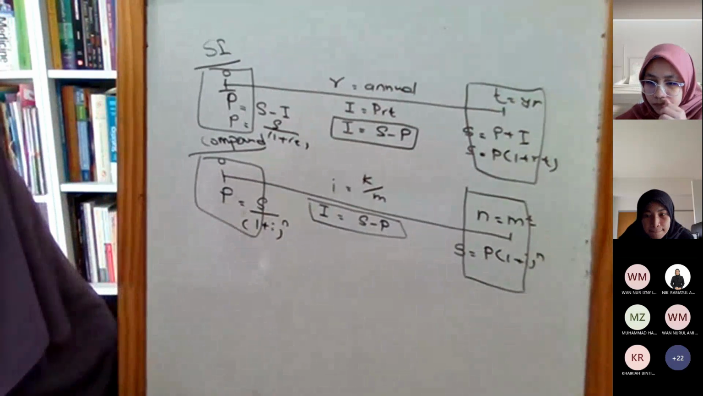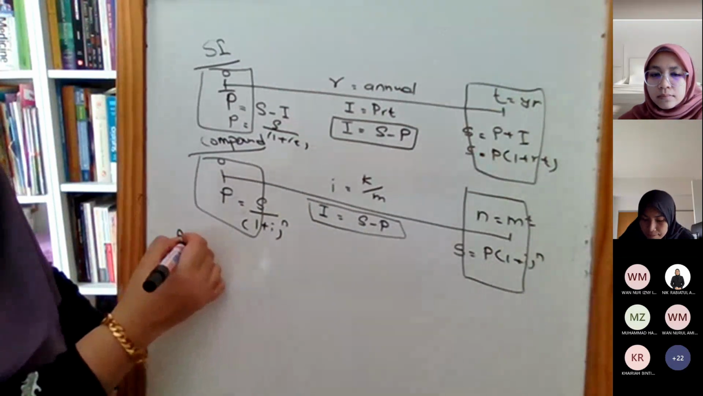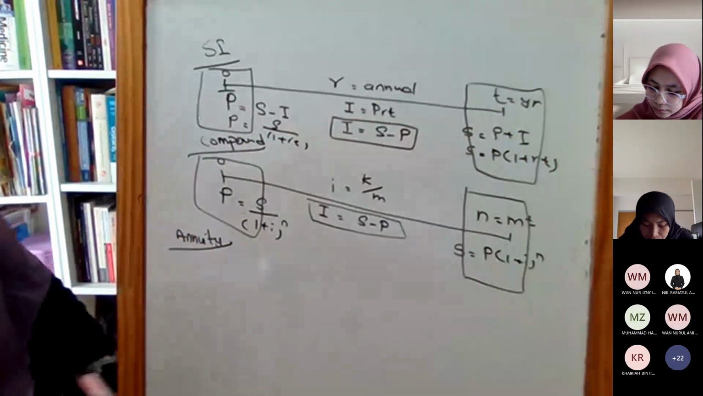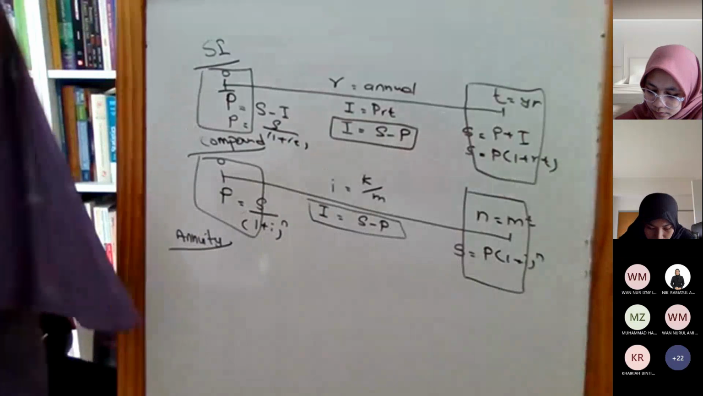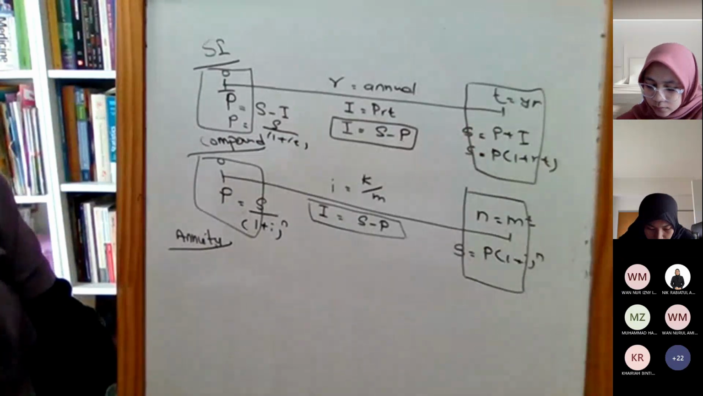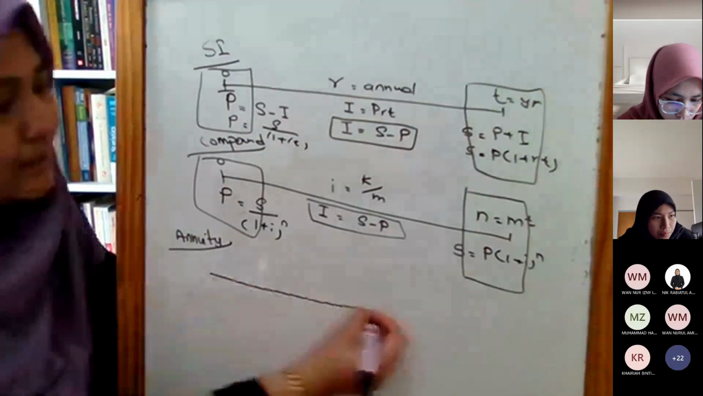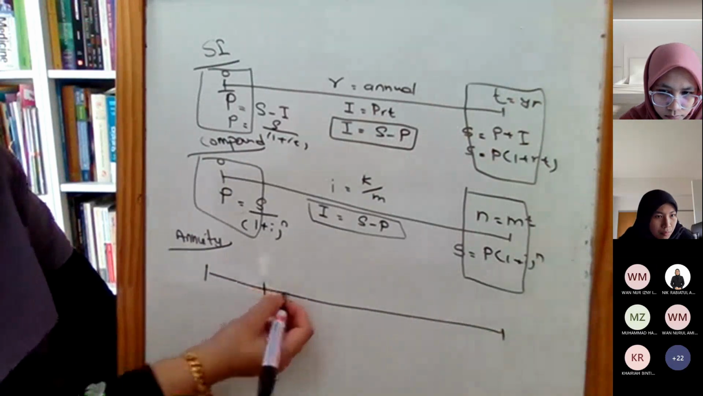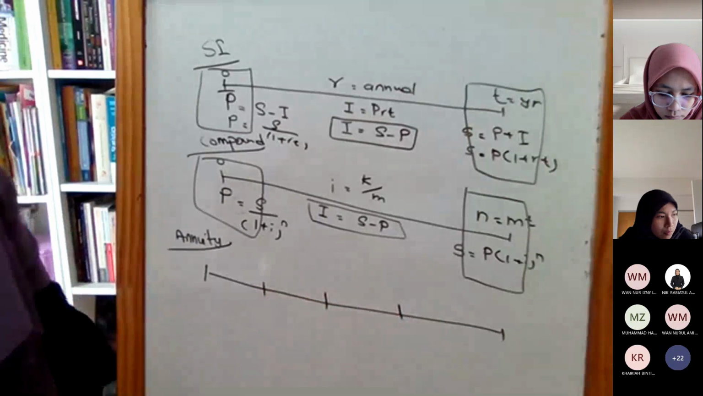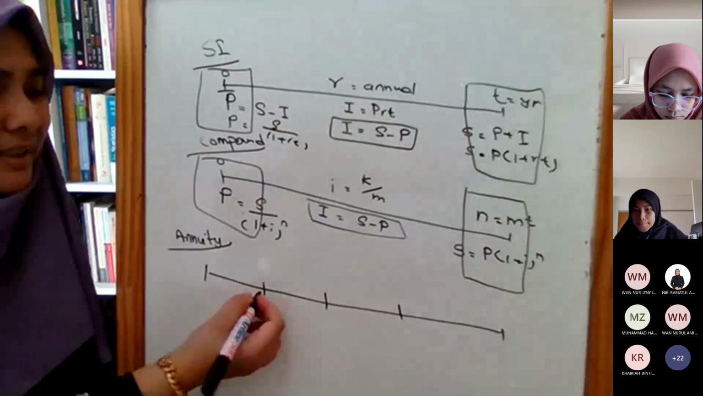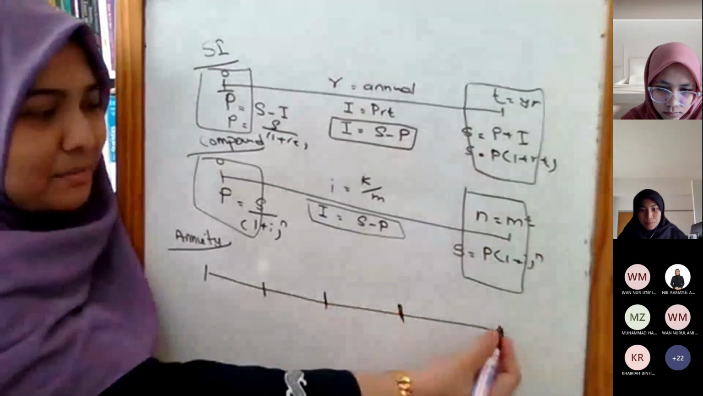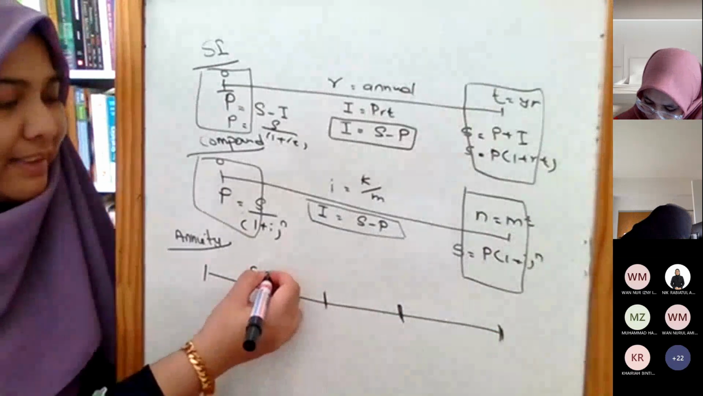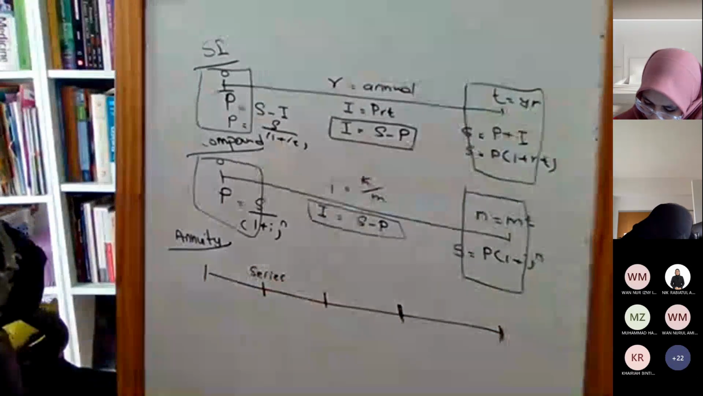So now, let us look at what happened to your annuity. Right? So, what is annuity? According to your handouts ataupun textbook, annuity is a series of equal payments. Yang pertama, it is a series. 1, 2, 3, 4. Dia adalah pembayaran berkala. Key yang pertama, it is a series. Pembayaran tu dibuat secara berkala.